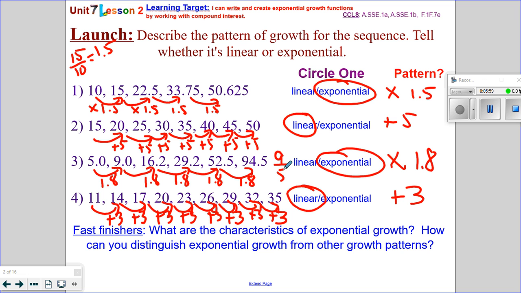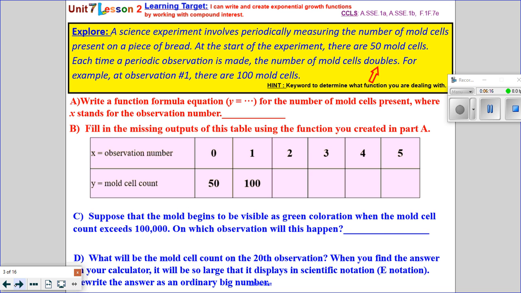33.75 times 1.5 equals 50.625. So it's increasing, and keeps on increasing at an exponential rate, meaning it's not just added, you're not adding by the same number. And that's how you could tell an exponential from a linear, let's say.